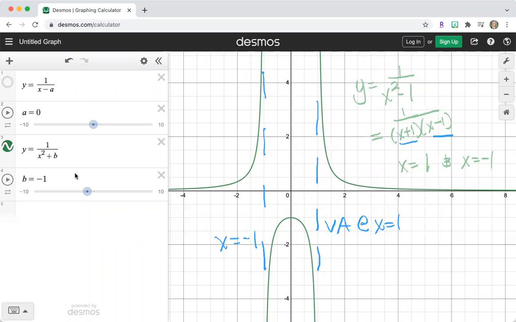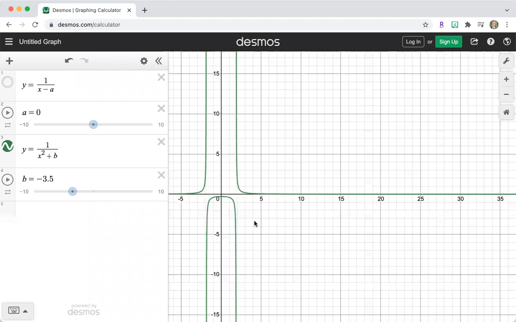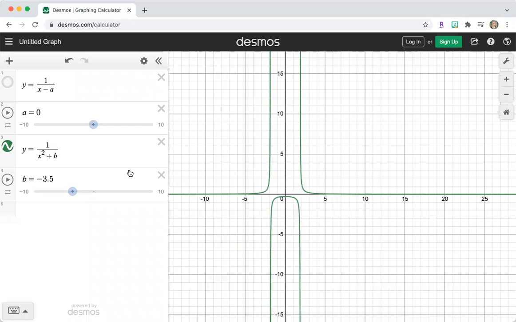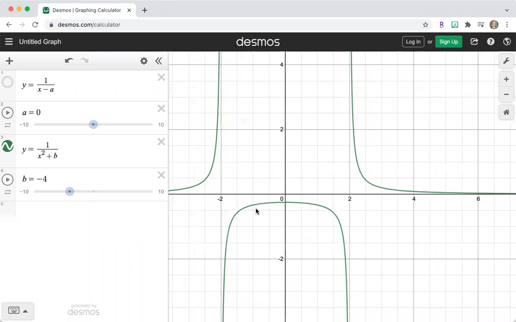And so we can clear this, and you can see that this can happen no matter what the denominator is. You can use the quadratic formula to solve, or if you want to keep it factorable, like if x squared is 4, we're going to see them at plus or minus 2, right? In this case, y equals 1 over x squared minus 4. We're going to see this again, difference of two squares gives us these two vertical asymptotes.